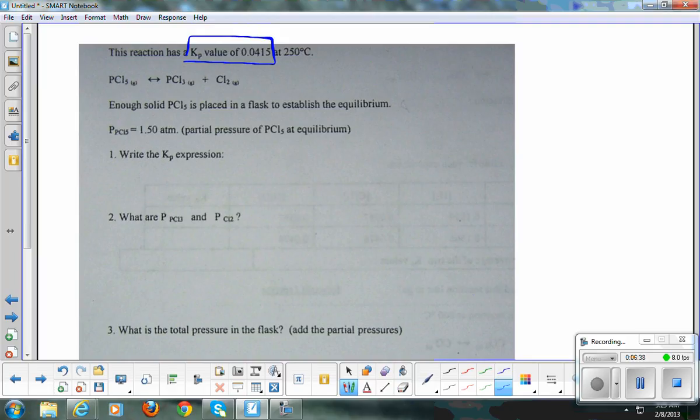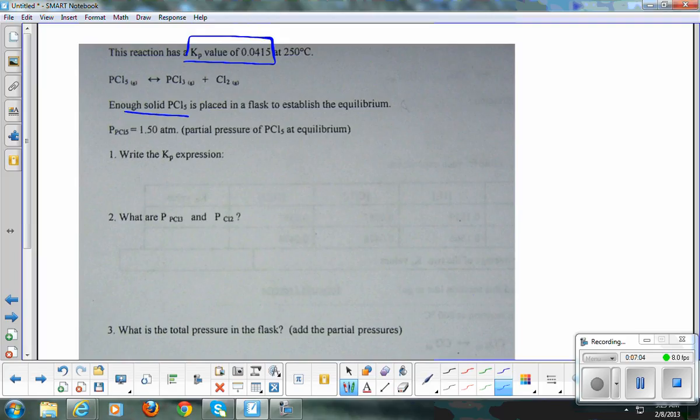We also have that enough solid PCl5 is placed in the flask. This right here, I can't read it very well, is it a solid? That means it's going to be in the K expression or not? Is this a gas? Oh, is this one a solid? They're all gases. Okay, well, then we're going to go on from there.